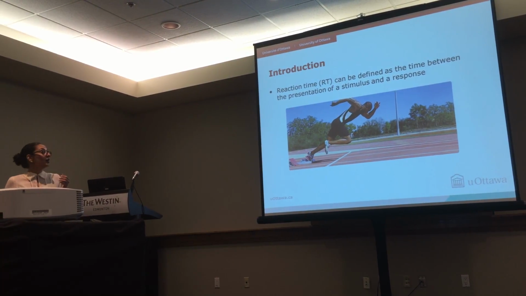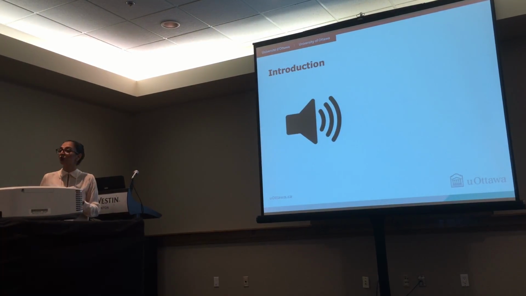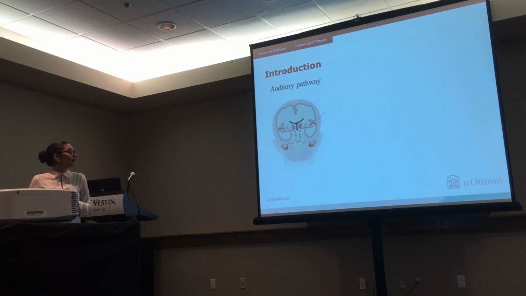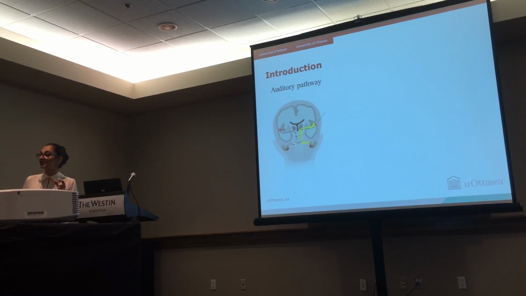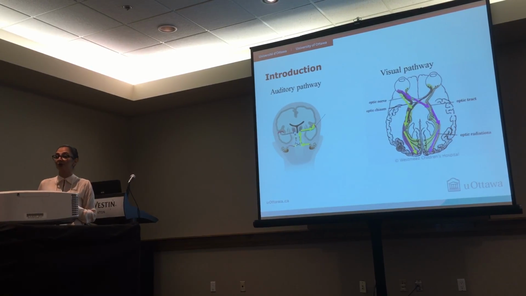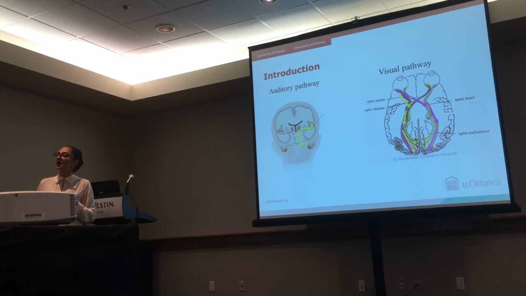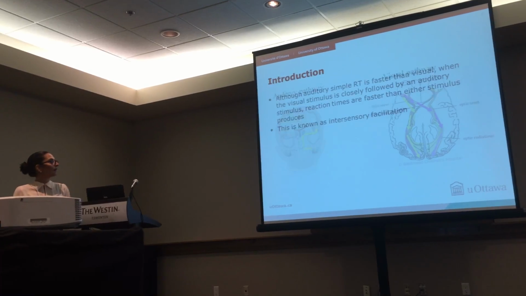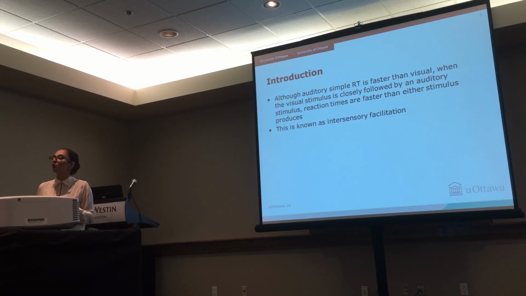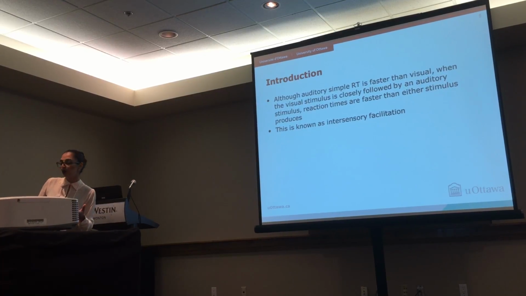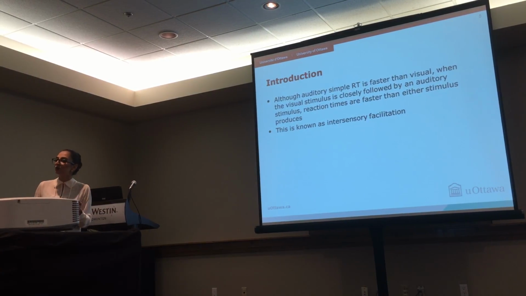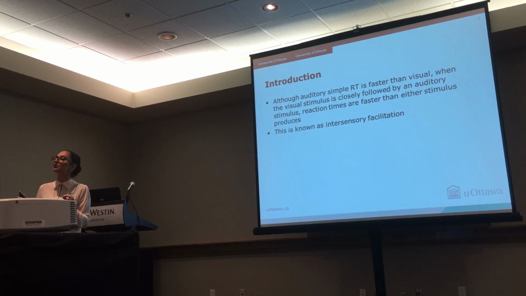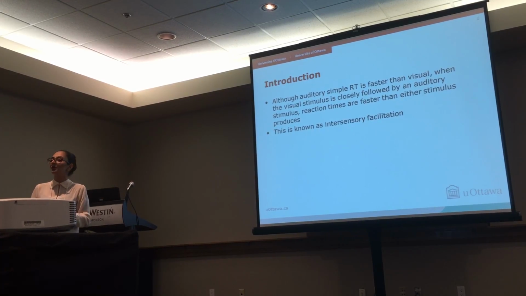time. Now, generally speaking, we are faster to react to an auditory stimulus than to a visual stimulus, and there are reasons for this. The first is that the pathway traveling from your ears to your auditory cortex is shorter than the pathway traveling from your eyes to your occipital lobe. Also, visual information is a lot more complex and requires more processing, and the more processing, the longer the reaction time. Although our reaction time to an auditory stimulus is normally faster than to a visual one, interestingly enough, if the visual stimulus is closely followed by an auditory stimulus, then reaction time is faster than either stimulus alone produces. This is what we call intersensory facilitation.